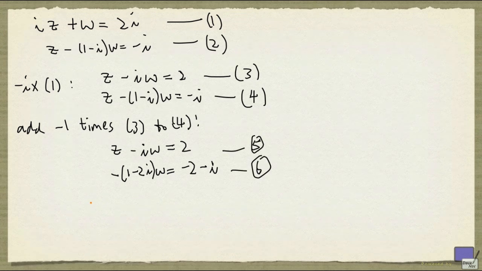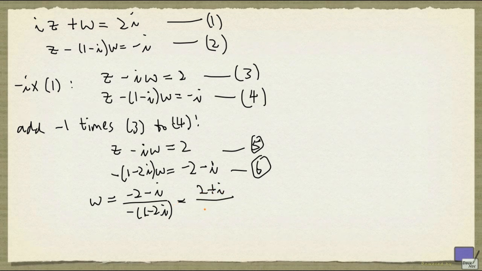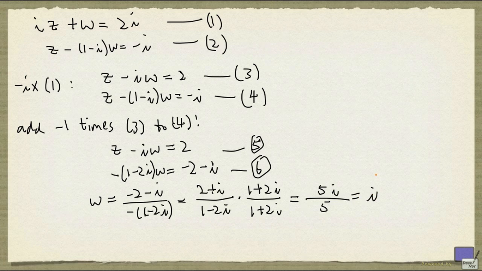And now if we look at equation 6, we know that w is (minus 2 minus i) divided by (minus 1 minus 2i). And that's just (2 plus i) divided by (1 minus 2i) multiplied by (1 plus 2i) divided by (1 plus 2i). So I'm multiplying both denominator and numerator by the complex conjugate of 1 minus 2i. And that will give me, in the denominator, 5, and in the numerator, 5i, and so w is equal to i.